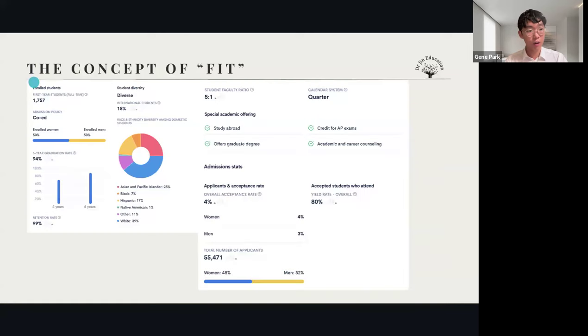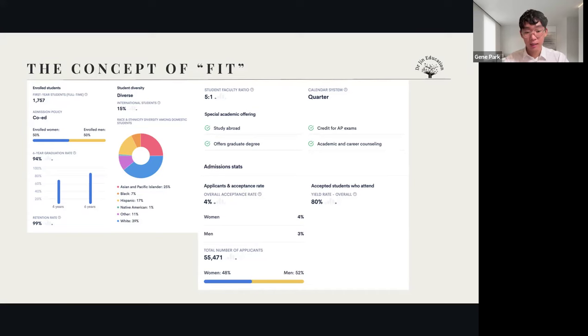Now, this is an example of all of the metrics that will be provided to you. It looks like a lot, but it's really not too much once you just get used to viewing it. You have first-year student numbers enrolled, you have admission policy, you have the diversity of your students, which is something that they do actually care about a lot in the United States. You have your international percentage, your student to faculty ratio, and your overall applicants and acceptance rate over here. All of these are things that you will want to take into consideration when constructing your application.